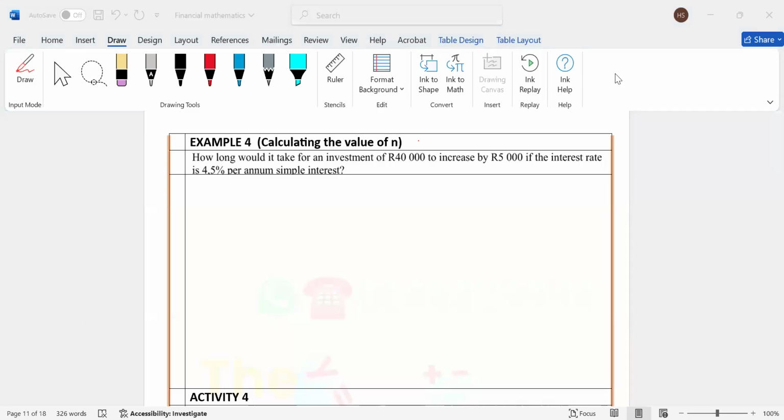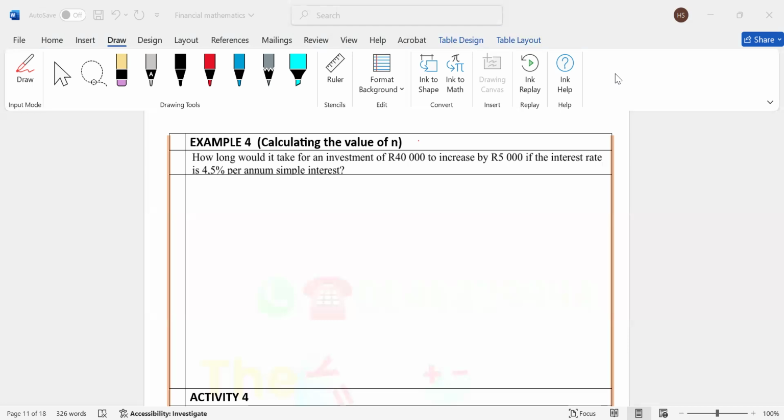How long will it take for an investment of 40,000 to increase by 5,000? This is very interesting. The money didn't increase to 5,000, it increased by 5,000. You can't invest 40,000 and end up with 5,000. With an investment, you want your money to be bigger than the original amount that you invested. So it has grown by 5,000.